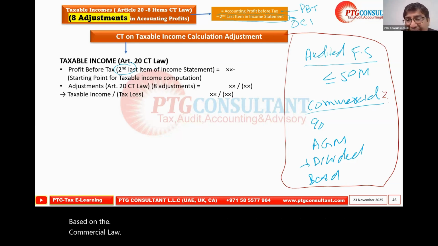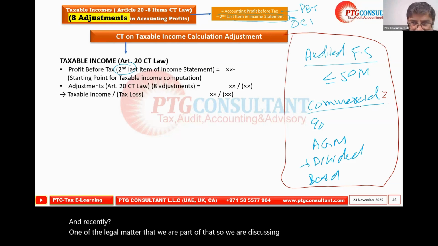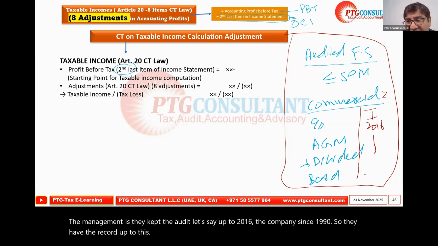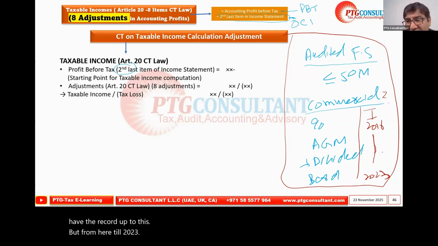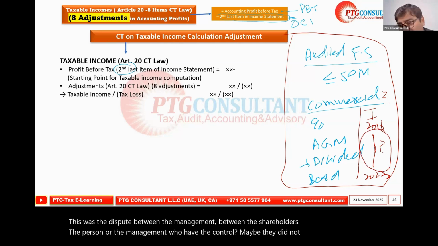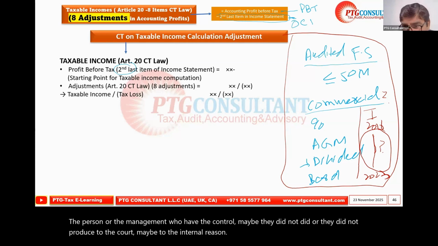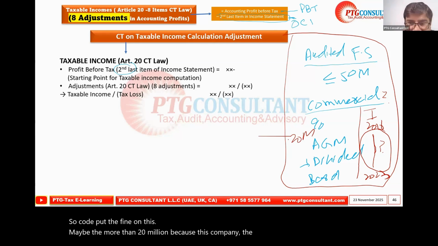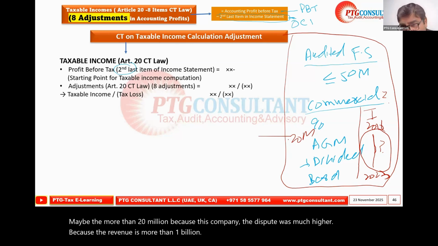And recently, one of the legal matters that we are part of, we are discussing. The court has given a fine. The management kept the audit, let's say, up to 2016. The company has existed since 1990, so they have the records up to this. But from here till 2023, the record is not there. This was a dispute between the management, between the shareholders. So the person or the management who had the control maybe did not produce it to the courts, maybe due to internal reasons. So the court put a fine on this, maybe more than 20 million, because the dispute was much higher, as the revenue is more than 1 billion. So just imagine the dispute between the management.